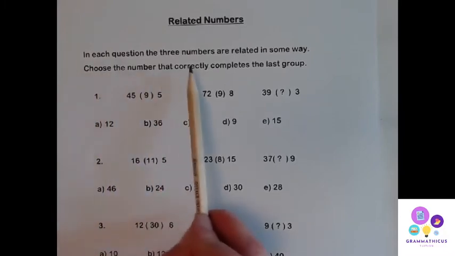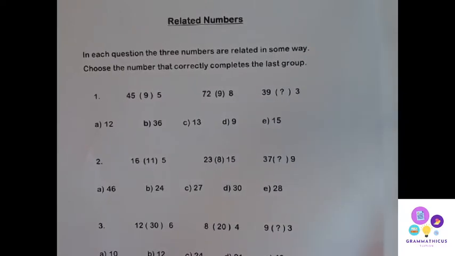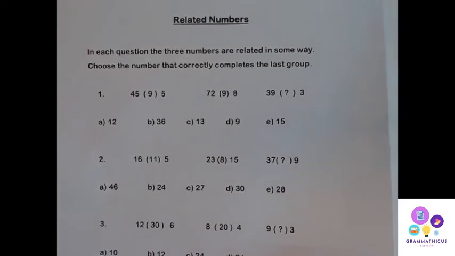In each question the three numbers are related in some way and we've got to choose the number that correctly completes the final group. Before we do that, let's have a little look at some numbers and see what happens when we do a different operation with each one.